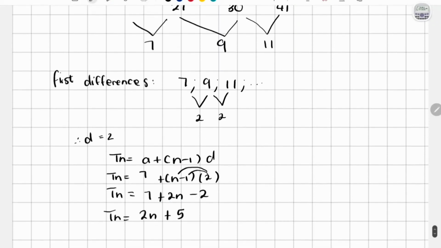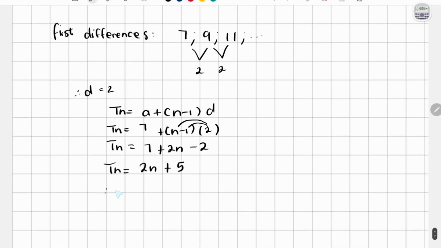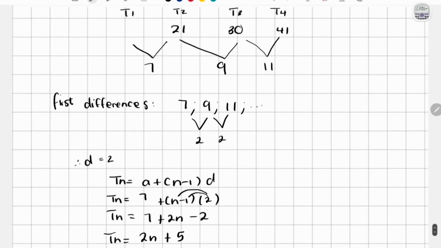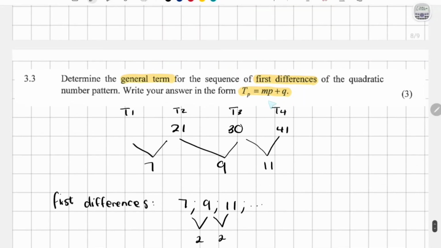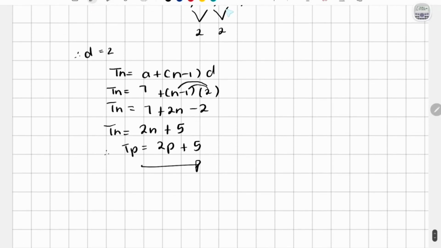But then, of course, they do want you to write it like this. So I'm just going to say that Tp is equal to 2p plus 5. Okay, so that's what they want. And that is it. So we know the value of m and we know the value of q. Okay, moving on to the next question.